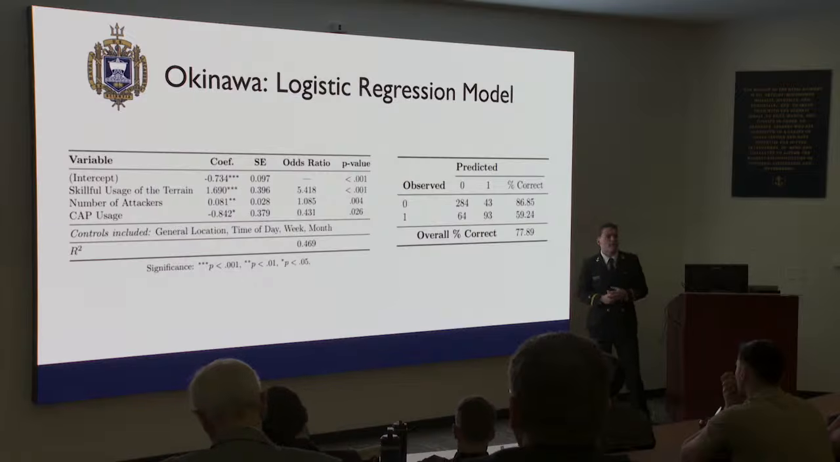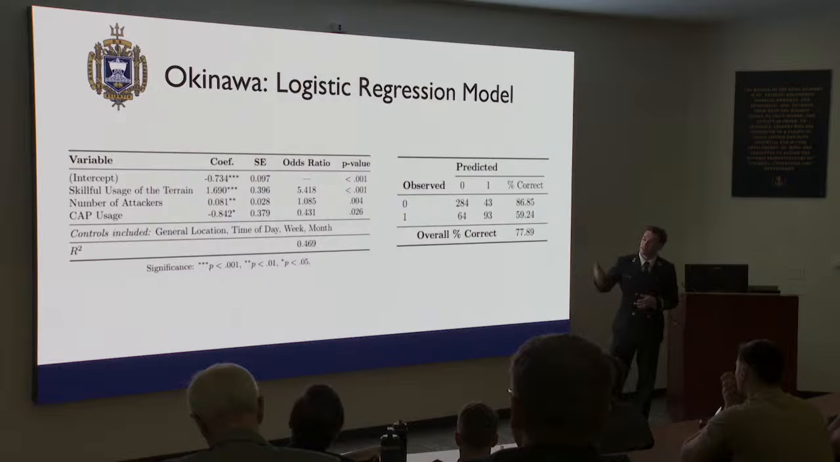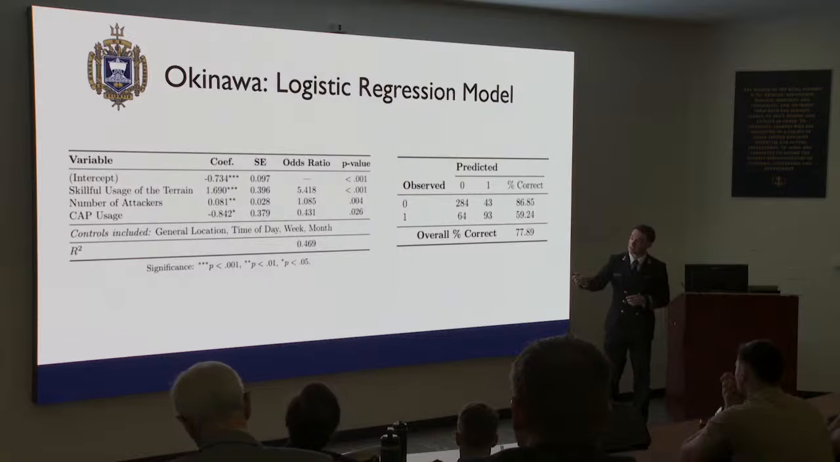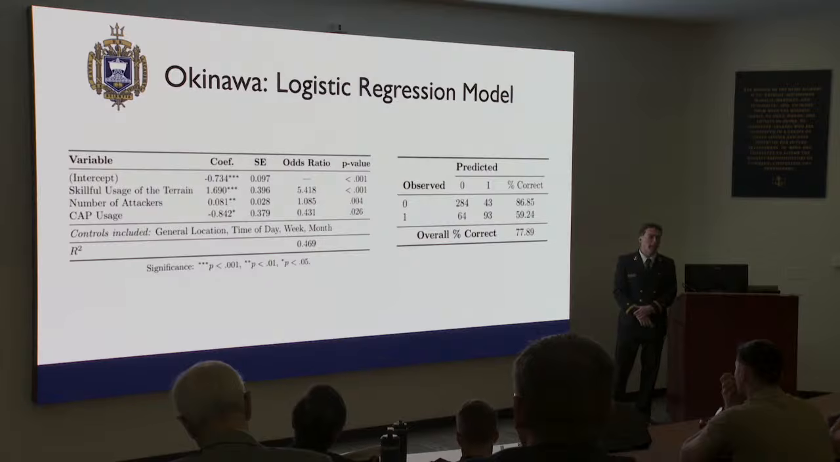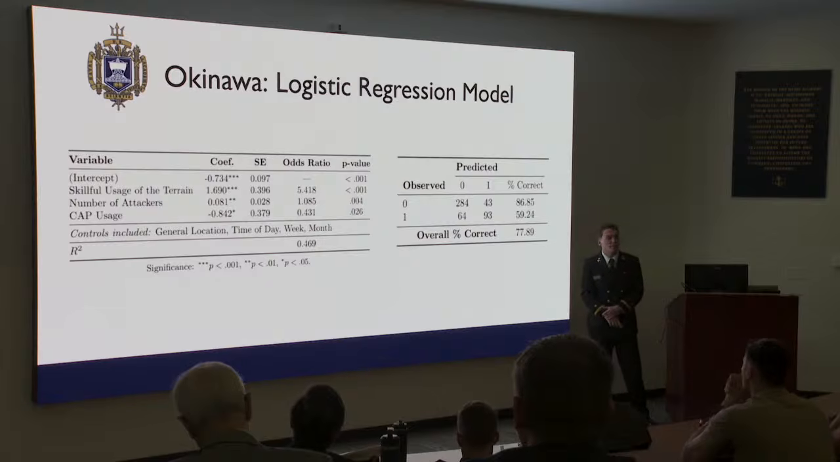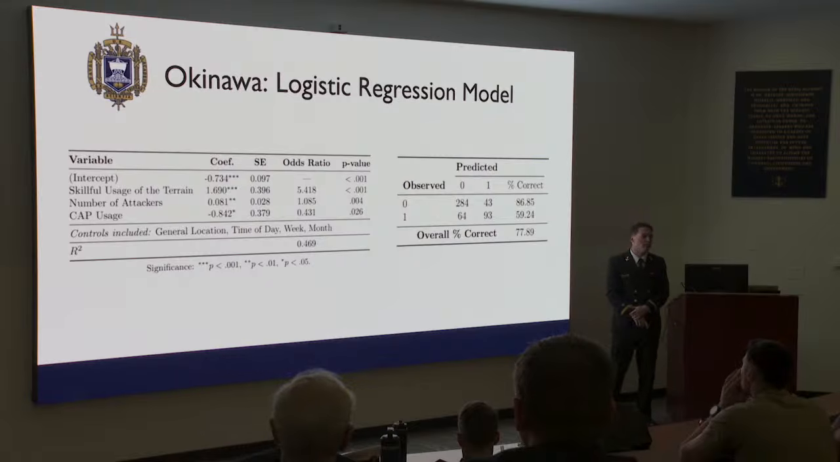I also ran a logistic regression model for the Battle of Okinawa, and there are two key things to pull from this model. First, for the skillful usage of the terrain variable, which is seen as significant, this model shows that when the kamikaze pilots utilized the terrain, they were about 5.4 times more likely to be successful than when they did not. And then the second big finding from this model is that as the number of attackers increases in an attack attempt, the chances of success for the kamikazes increased by about 8.5% for each additional aircraft.